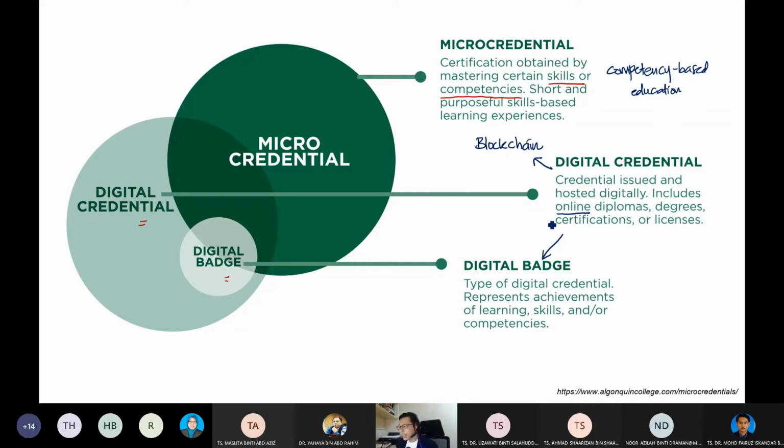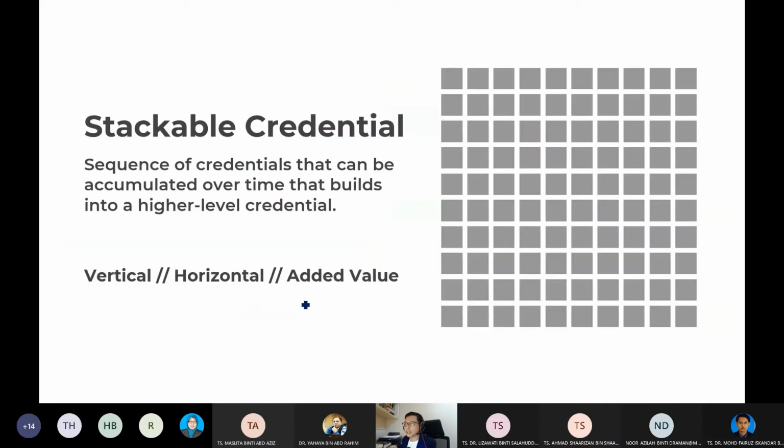Excuse me. And then I think digital badge is widely used by Google and IBM as well, because if you get that badge, then that means you are competent in something. You're competent in Microsoft Azure, for example. You have a digital badge. So I just want to show this to make sure we understand the difference between all this.